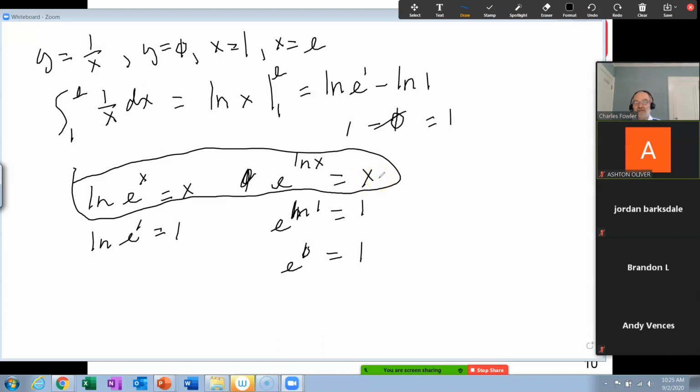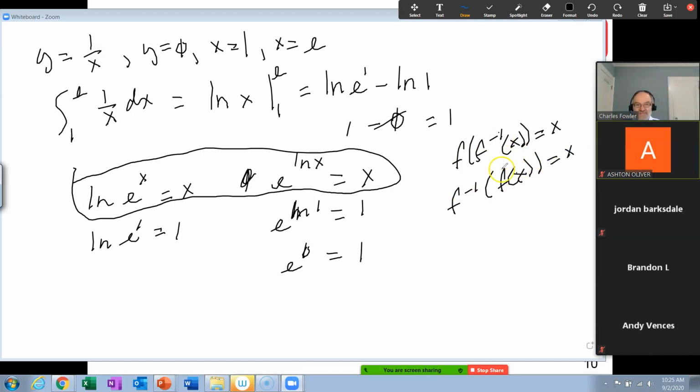So this is about the best I can do, is refer you back to what it means to be inverse functions of each other, and this is what it means. Remember back in precalculus algebra when you said f of f inverse of x is equal to x, and f inverse of f of x is equal to x.